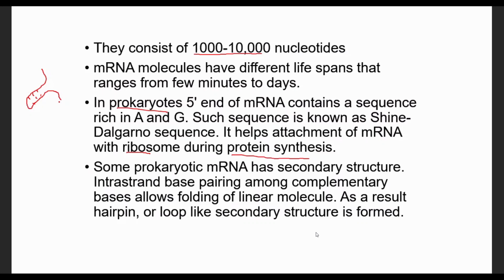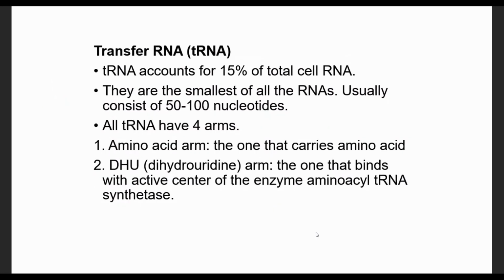The second type of RNA molecule is transfer RNA. It accounts for 15% of the total cellular RNA. It is the smallest in size, containing 50 to 100 nucleotides. The function of transfer RNA is to collect amino acids to the site of protein synthesis. There are 4 arms for this function.